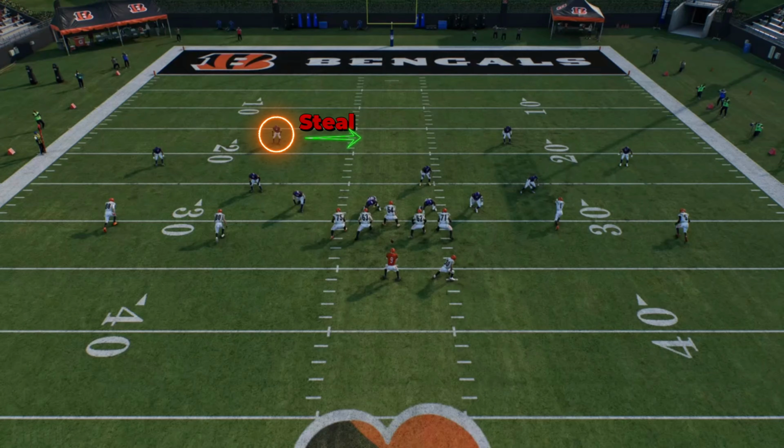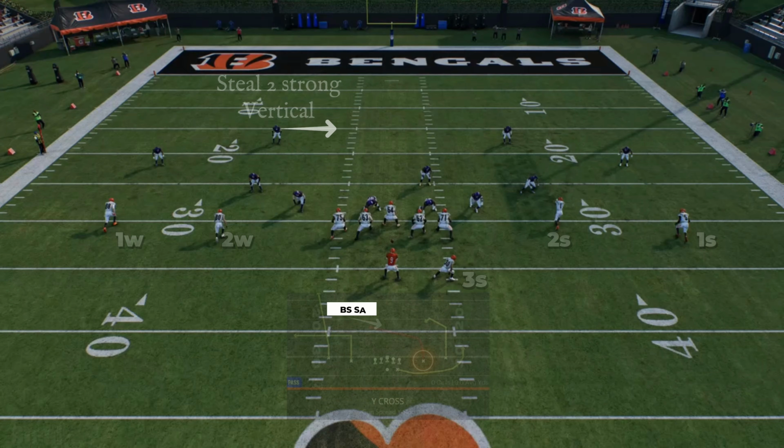This is a coverage that I read about from Cody Alexander from matchquarters.com. I'll leave a link to the article so you can read for yourself. What we're going to do is steal the backside safety here on the backside. He's going to work to the front side of the formation on offense. What he's doing is reading the departure of the number 2.